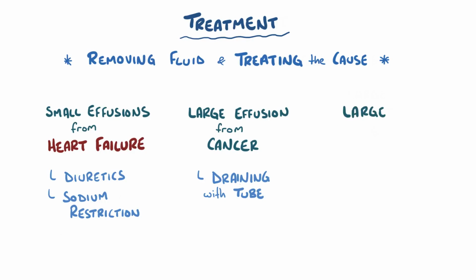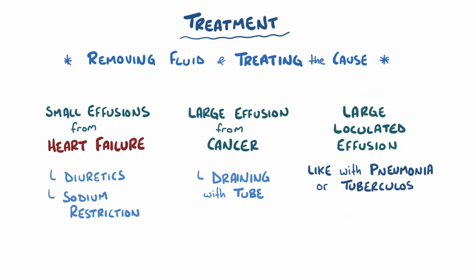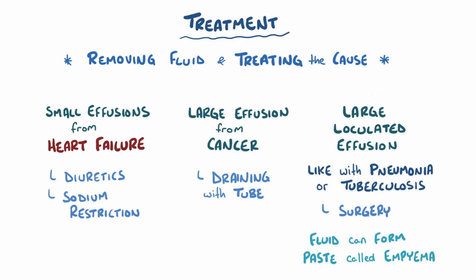Finally, there might be a large, loculated pleural effusion caused by bacterial pneumonia or tuberculosis, which might need surgery because it can thicken into a paste-like substance called an empyema, which wouldn't drain easily through a tube.